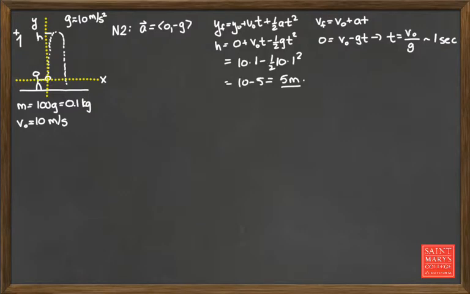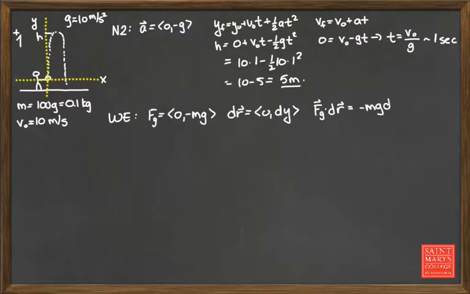Now let's do it again using work energy. So in this case, again, the only force is gravity, which I'll write as a vector as (0, -mg). The displacement is only in the vertical direction, so I'll write that as (0, dy). Then the dot product of the two is -mg dy.